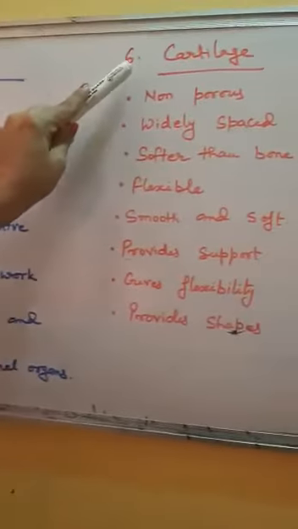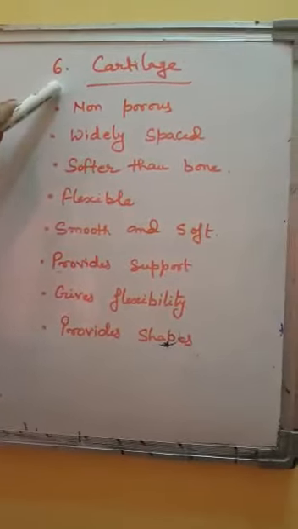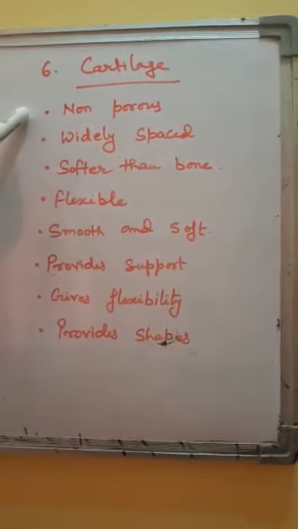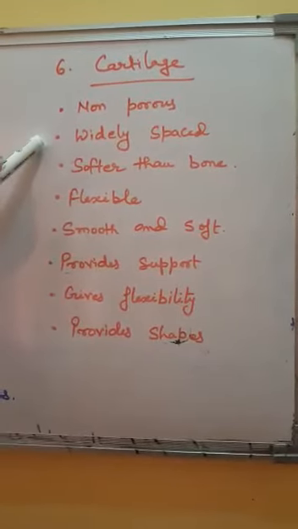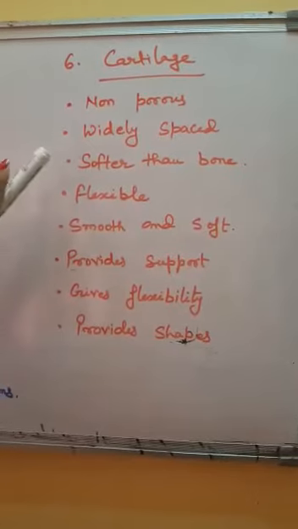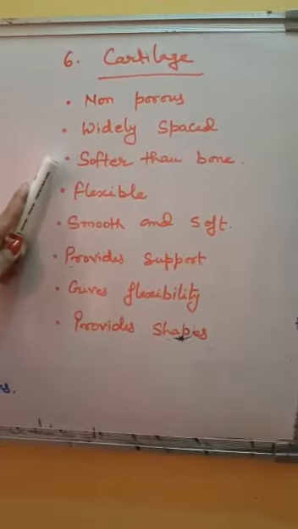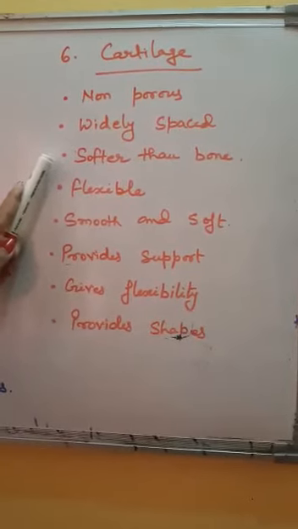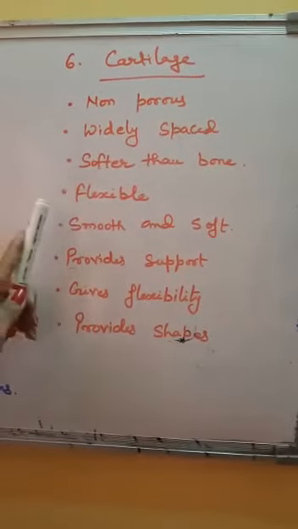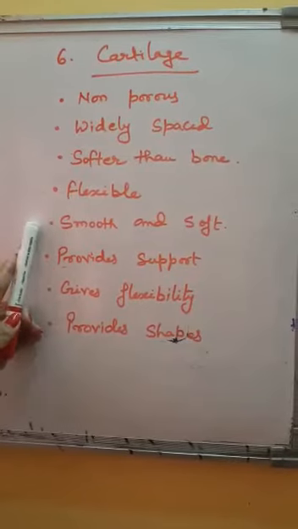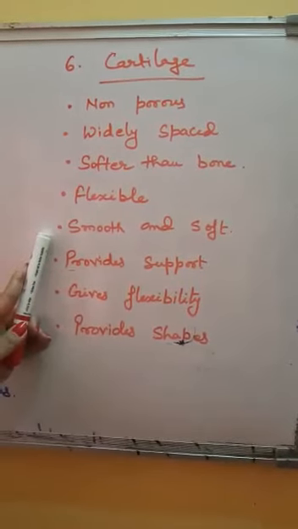The next connective tissue is cartilage. Cartilage is a non-porous structure. These are widely spaced structures and are softer than bones. Cartilage is harder than muscles but softer than bones. These are flexible, smooth and soft connective tissue.